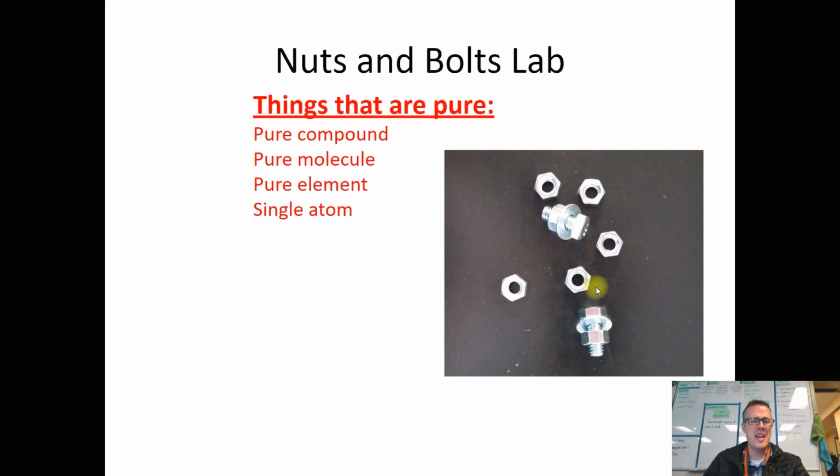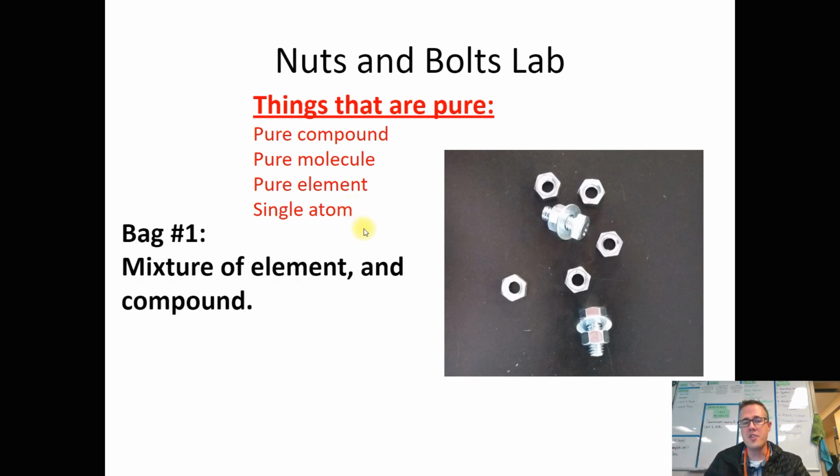And your job is to pretend like the nuts, the bolts, and the washers are all different types of atom. They're put into the baggies in such a way where some of them are connected to each other, some of them aren't. But your job is to look at them and decide what kind of thing is in the bag. So if you're going to say it's pure, remember these are the only things in the entire universe that are considered pure: pure compound, pure molecule, pure element, or just a single atom would be considered pure. Because if you reach in there and you grab just one thing, you're always going to get the same thing.